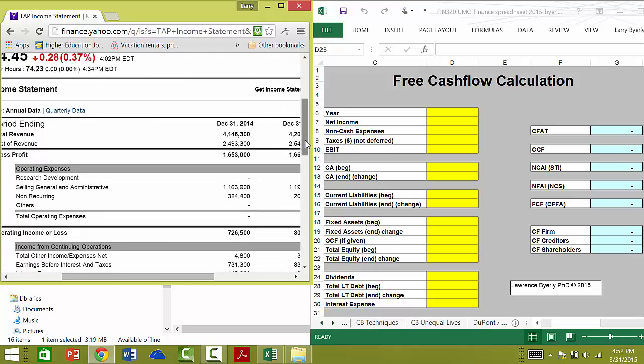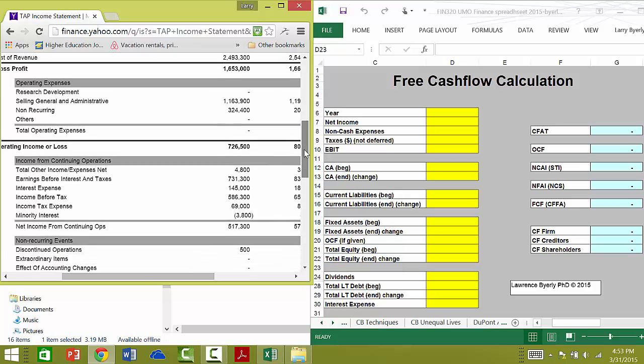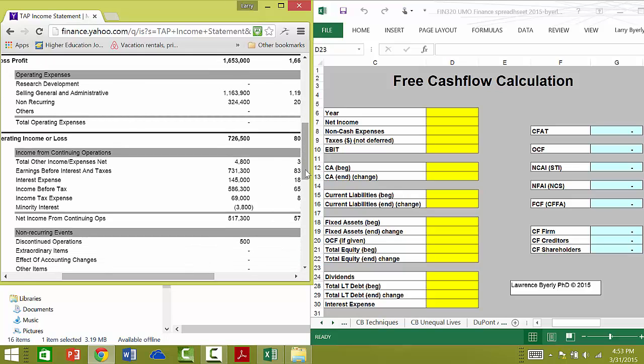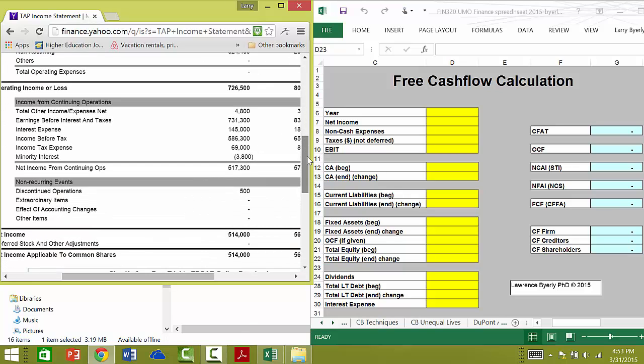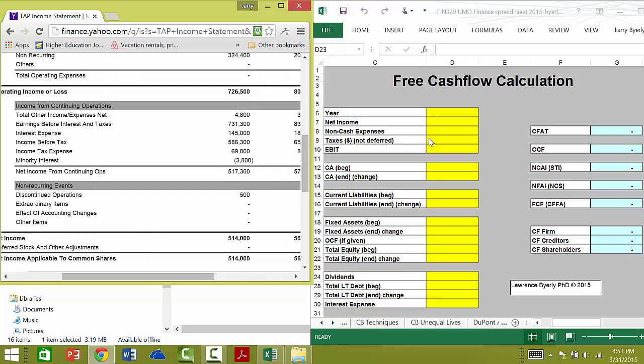Again, if you look down here, we have the total revenues. We don't need revenues. What we need is net income. So net income is down here at the bottom. Here we have net income from continuing operations. You can see that there's not a lot of difference between the two. So let's just start with the one. All right, so we have net income is 514,123.